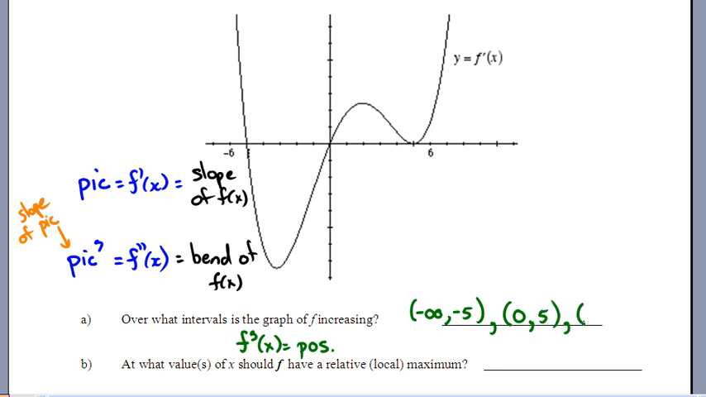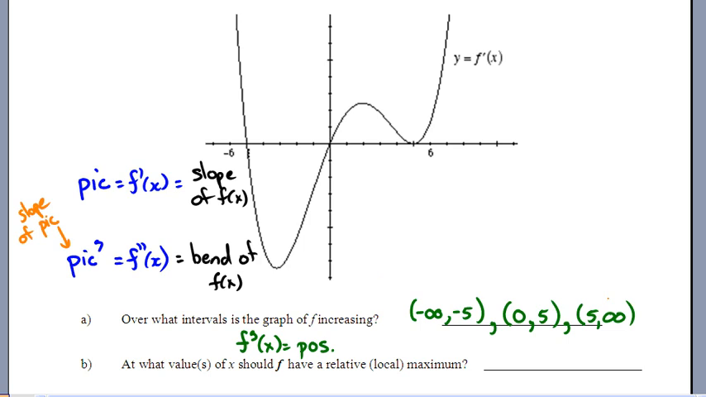And then maybe after 5, from 5 to infinity. Now, that picture up there is not positive when x is 5. It's actually at 0. So if I'm just trying to see, hey, well, when is the derivative positive? I'd probably say, hey, these 3 spots. Now, we're going to see later on that you can actually expand that a little bit.